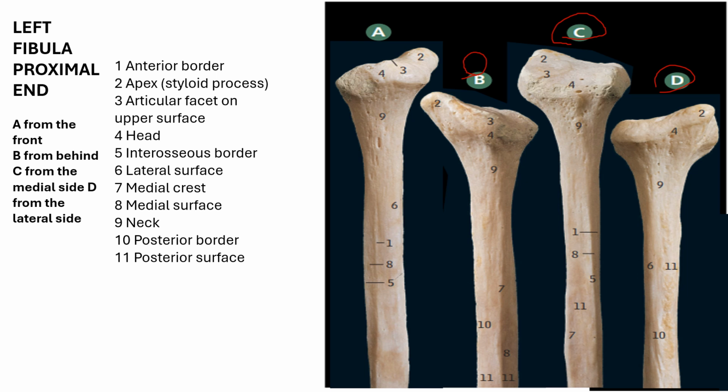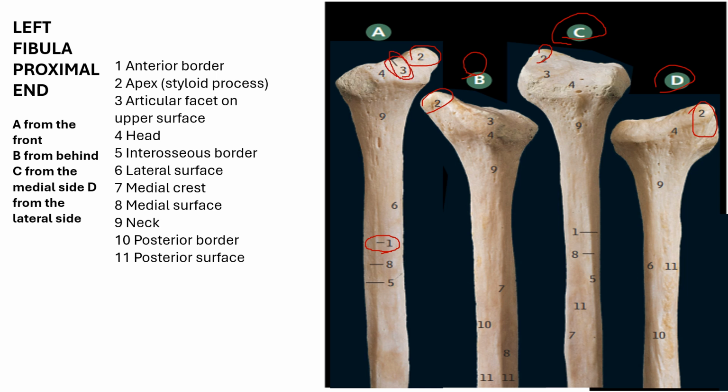As we see, the first one is the anterior border, and as we've learned, the anterior border gives attachment for the extensor muscles. The second one is the apex, as we can see in all the figures, the apex of the fibula or the topmost part of the fibula. The third one is the articular facet on the upper surface.